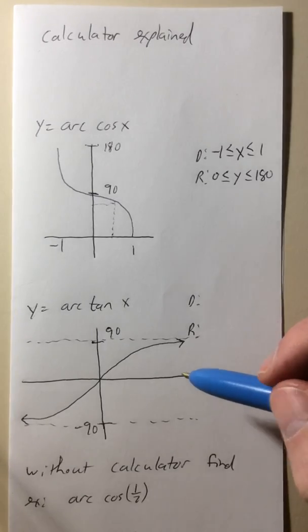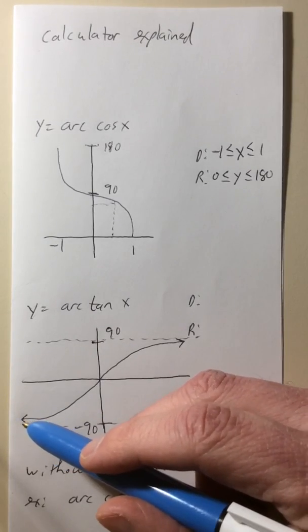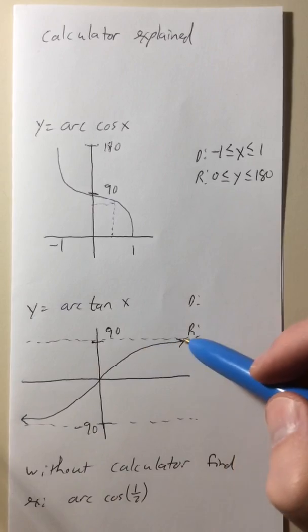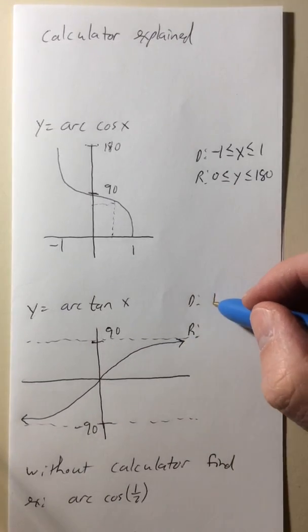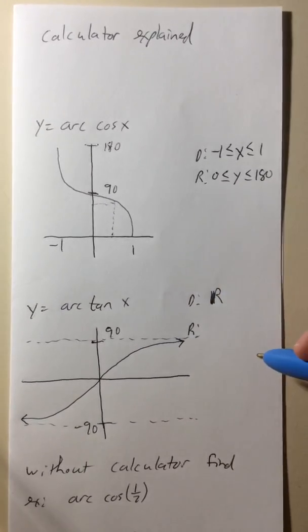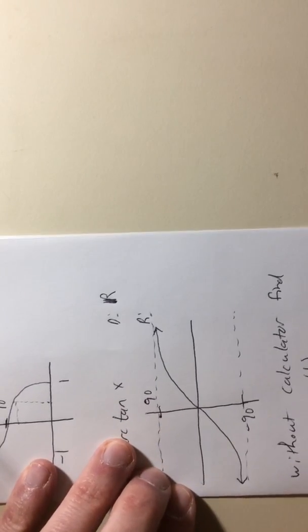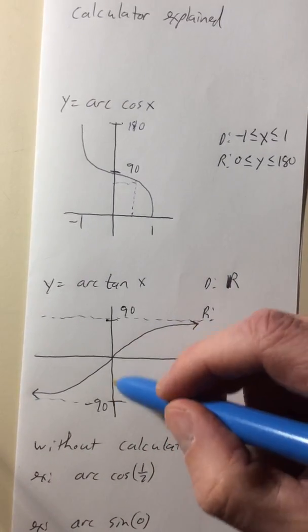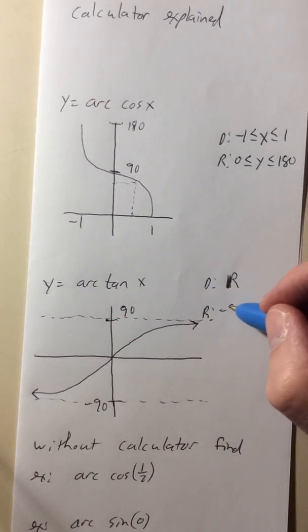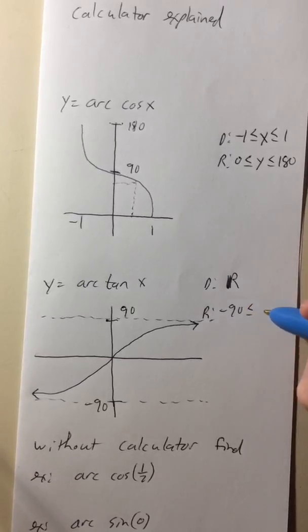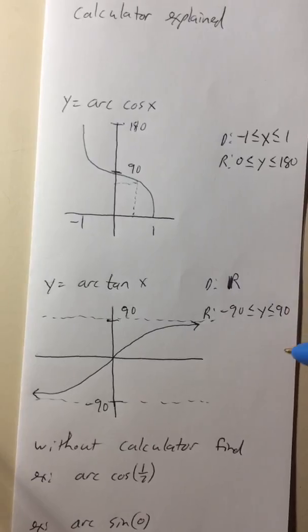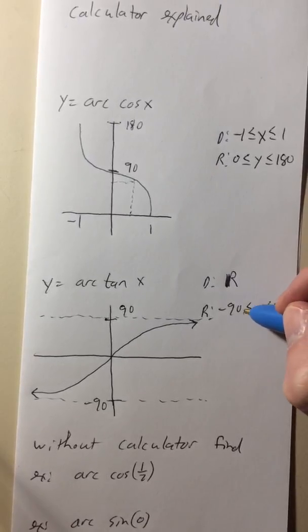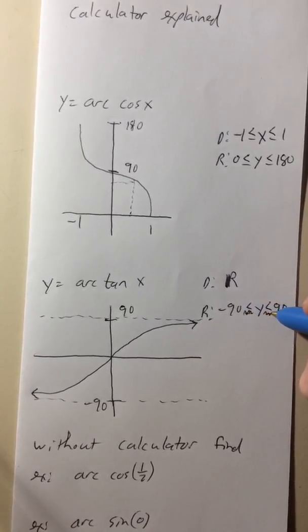And so the domain for this guy here, as you can plainly tell, goes from all the way to the left to all the way to the right. So the domain is going to be all real numbers, just like the range was when we had it like that, sort of. And the range for this guy here is going to be from -90 to 90. So -90 less than or equal to y less than or equal to 90. Just like it is, or very similar to the sine curve.